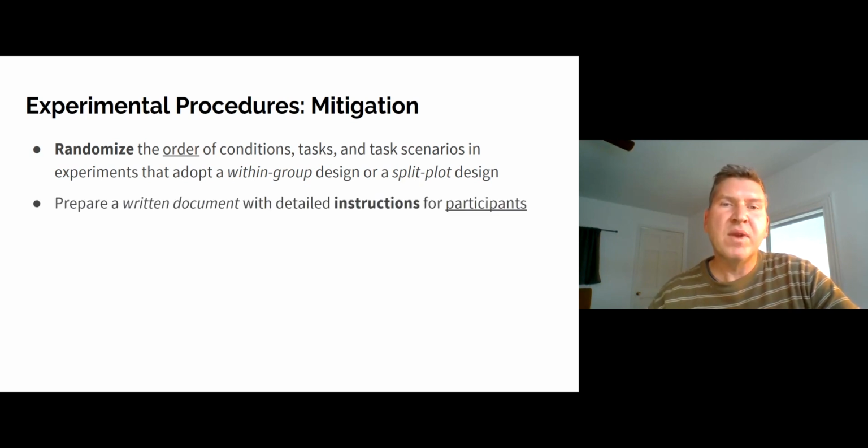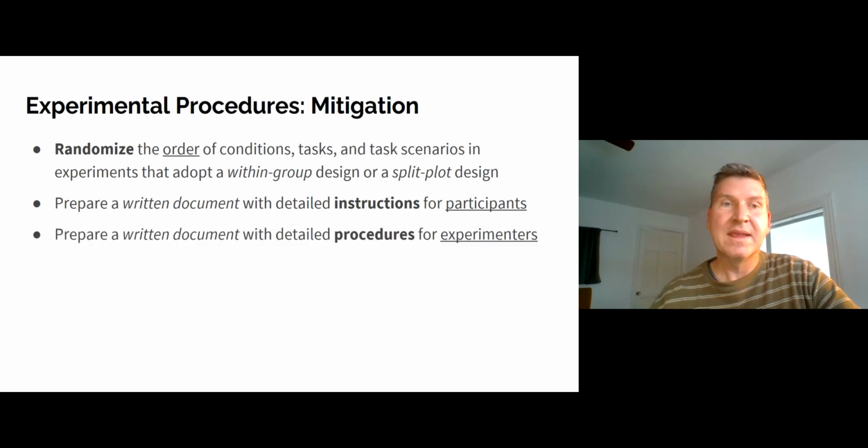We want to prepare a written document with detailed instructions for participants. If you have a lot of participants, it may be better to actually record a video so that they don't have any kind of additional bias, because if you're reading instructions one time, the first time, maybe you have excitement. This is the first time you get an experiment. This is the first time you're actually running the experiment. But after the 50th time, you're going to be tired of reading those instructions to the participant.